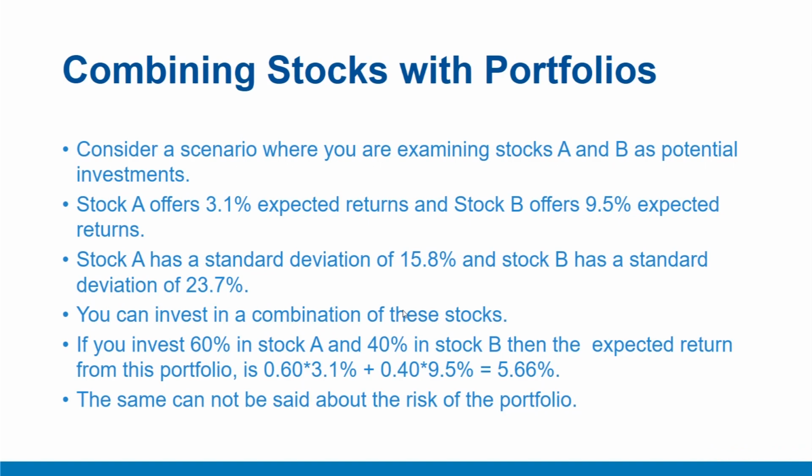However, you need not invest in only one of these stocks. For example, you can invest in a combination of these stocks. If you invest 60% in stock A and 40% in stock B, then you would get an expected return from this portfolio, which is 0.6 times 3.1% plus 0.4 times 9.5% equal to 5.66%. This expected return is simply a weighted average of expected returns on the two stocks.